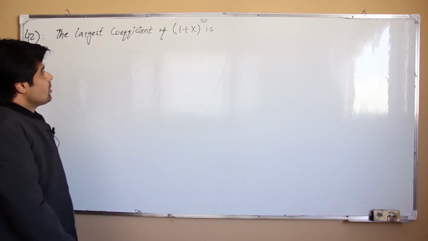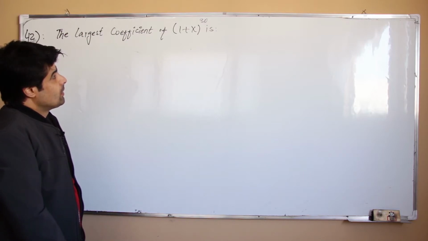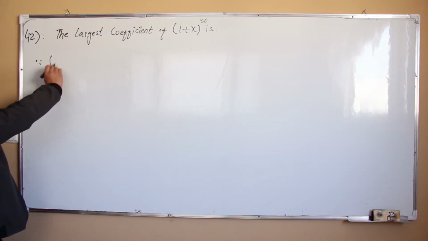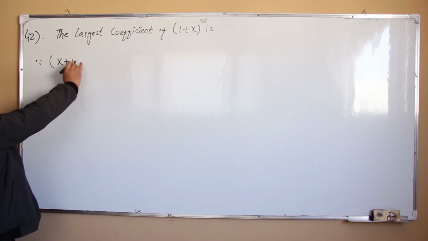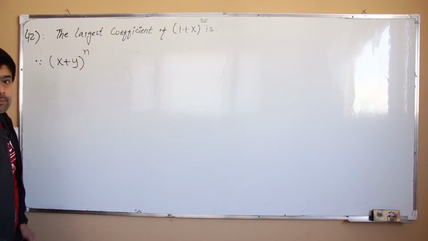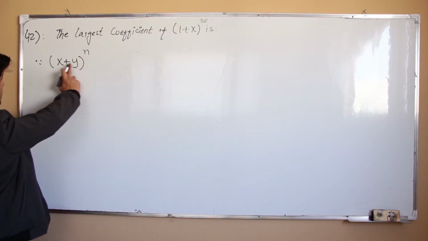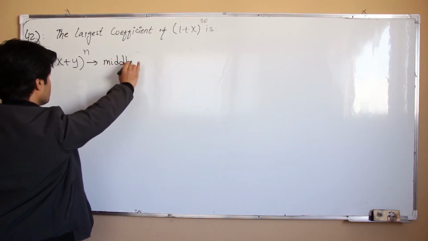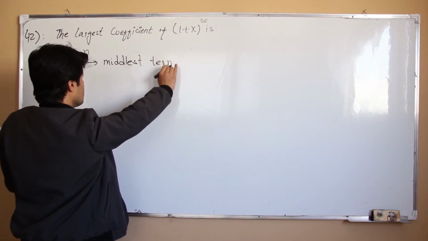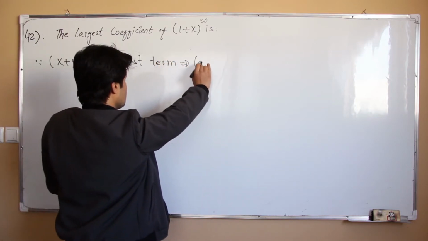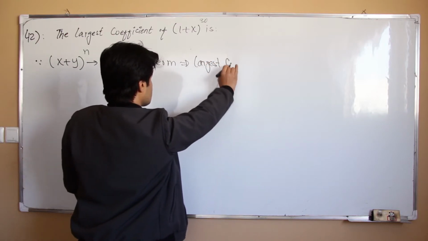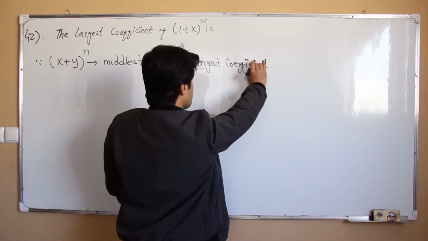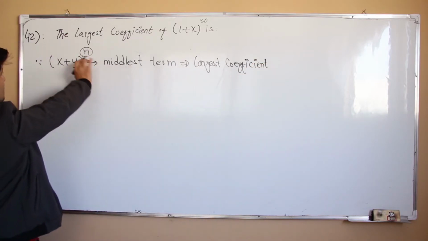Question number 42. The largest coefficient of (1 + x) raised to the power 30 is. By the way, one thing you have to know: if you have (x + y) raised to the power n, and the coefficient of x is 1 and the coefficient of y is 1, the middle term is the largest coefficient. It has the largest coefficient, especially when this n is an even number.